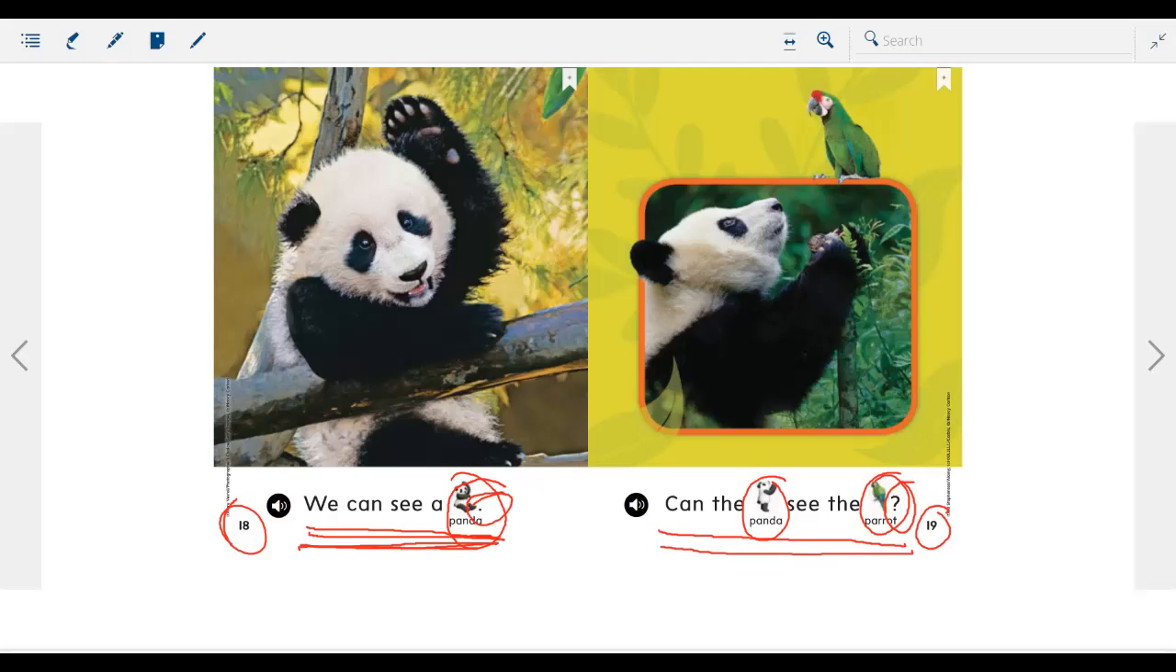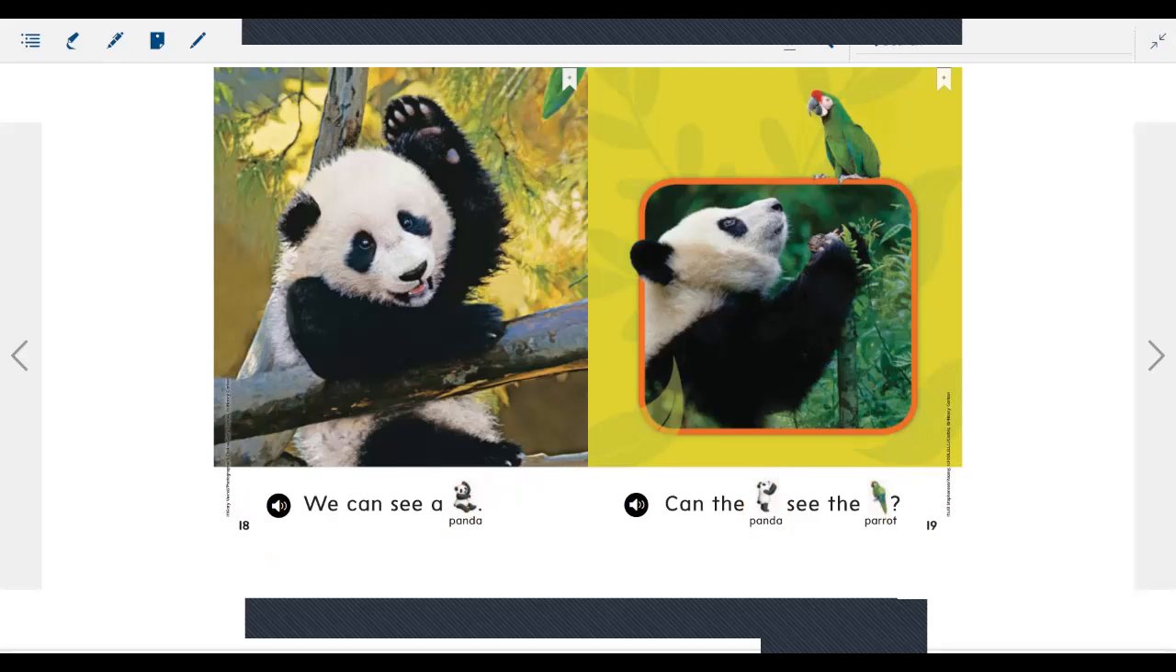So what is the panda looking at? A parrot. So the panda can see the parrot. So we would say, yes, the panda can see the parrot. Good job, superstars. I want you to practice reading. So I want you to read this until you can read it with no trouble.